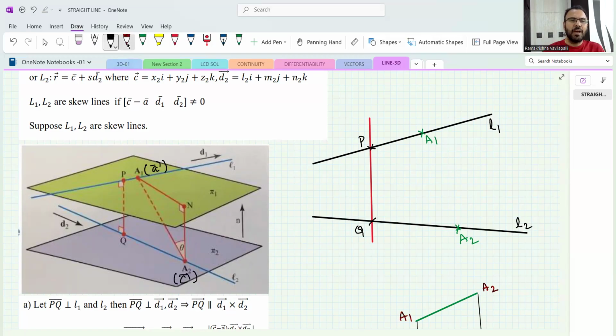Now you see that the shortest distance will be measured along the common normal line. So assume that PQ is perpendicular to both L1 and L2. PQ is perpendicular to L1 as well as L2. PQ perpendicular to L1 and L2 is nothing but PQ perpendicular to d1 vector as well as d2 vector. So what is the vector perpendicular to d1 bar and d2 bar? That is d1 bar cross d2 bar vector.